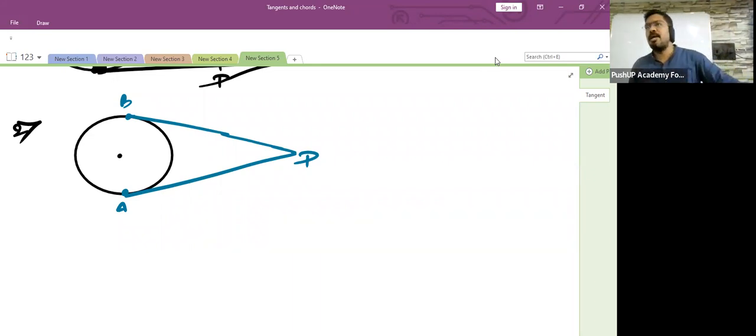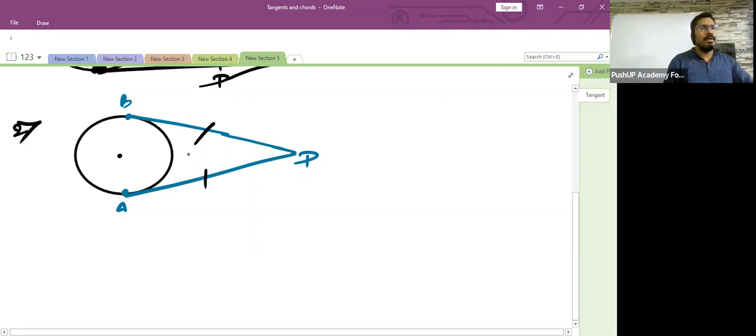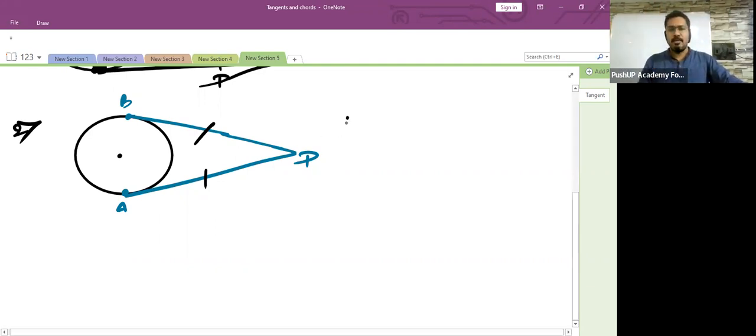The property associated in such a scenario is whatever is the length of PA, that will be the length of PB. Okay, whatever is the length of P to A, the same will be the length of P to B also. So in short, I can say tangents drawn from an external point to the circle are equal in length. What is it? Tangents drawn from an external point to the circle are equal in length. PA is equal to what? PB. That's it. PA is equal to PB.